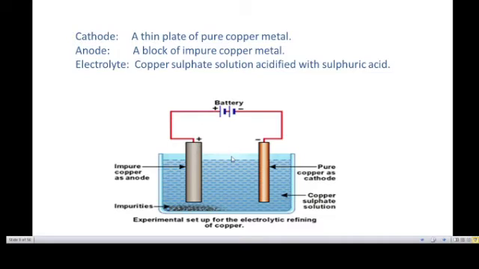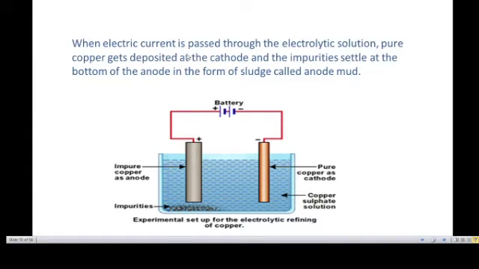When electric current is passed through the electrolytic solution, through the battery, the electricity passes through both electrodes, one anode and one cathode. Pure copper gets deposited at the cathode. Near the cathode, pure copper settles down, and the impurities settle at the bottom of the anode.